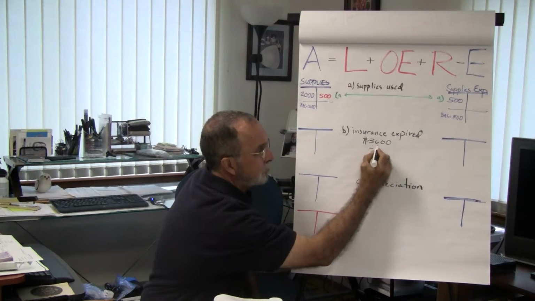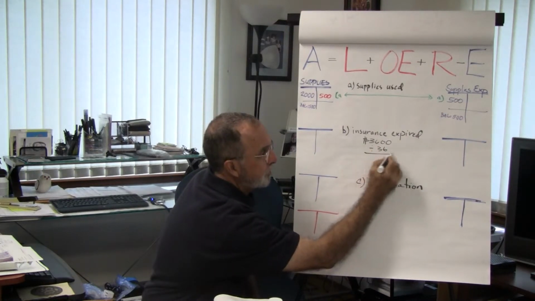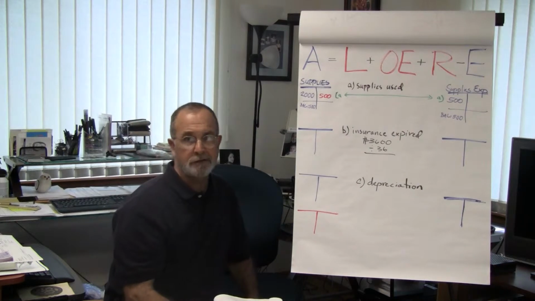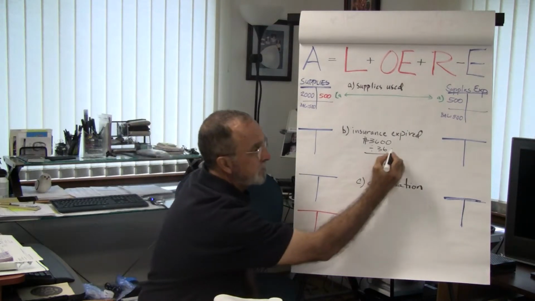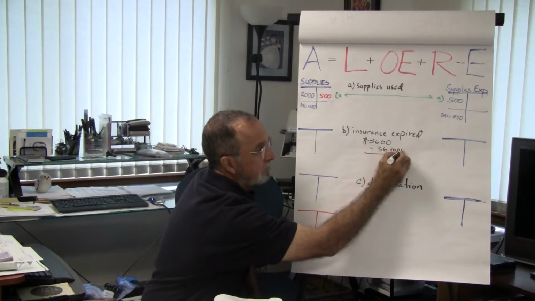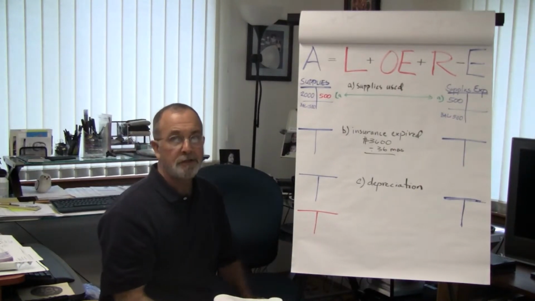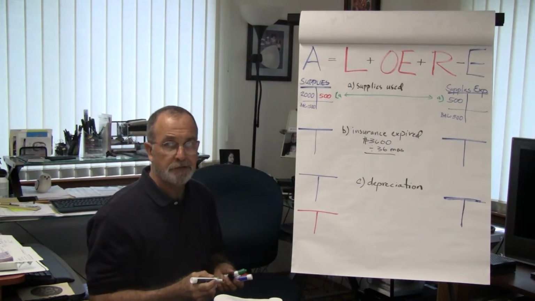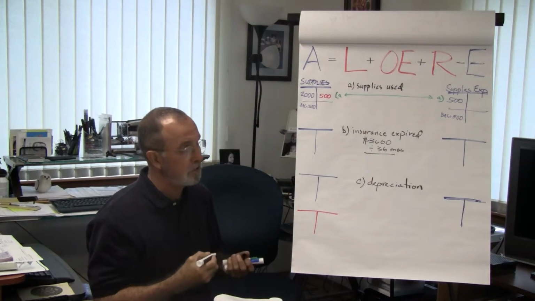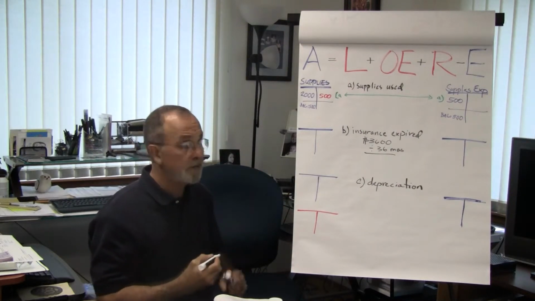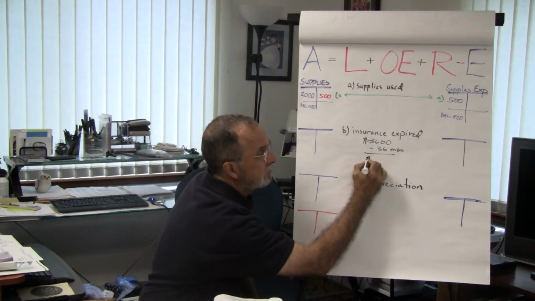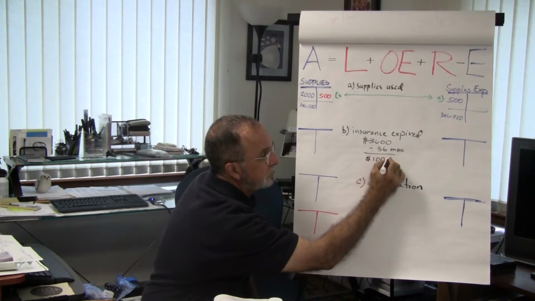So if we divide the total premium by the total period of coverage, $3,600 divided by 36 months, our cost of insurance, in this case liability insurance, our cost of insurance per month is $100.